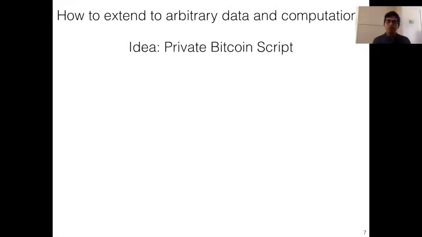Okay, so a natural idea is to look at how Bitcoin achieves this. What Bitcoin does is every coin in Bitcoin is associated with a particular Bitcoin script. And to spend a coin, you have to ensure that the script for that coin is satisfied. So to construct a private analog, we can proceed similarly.